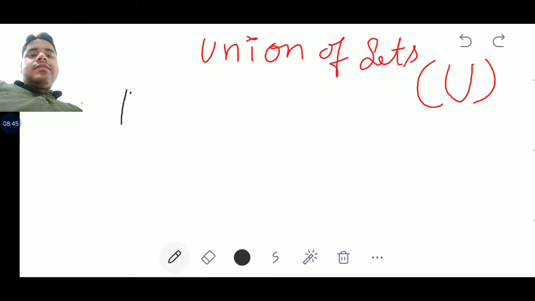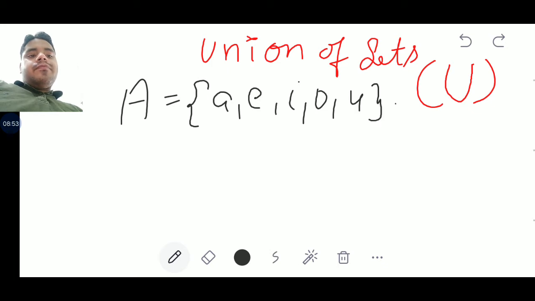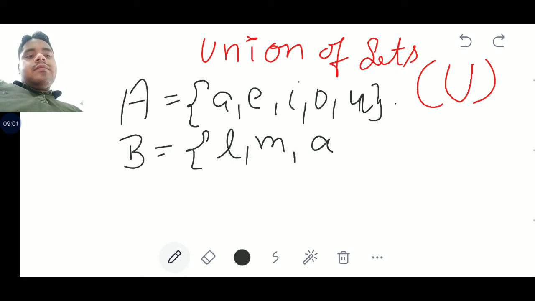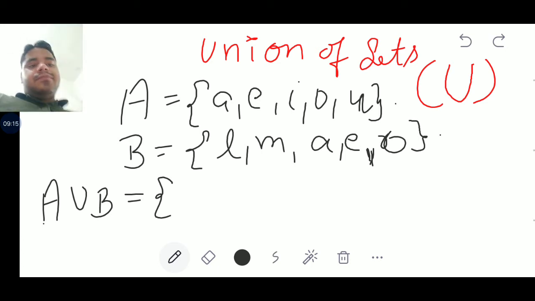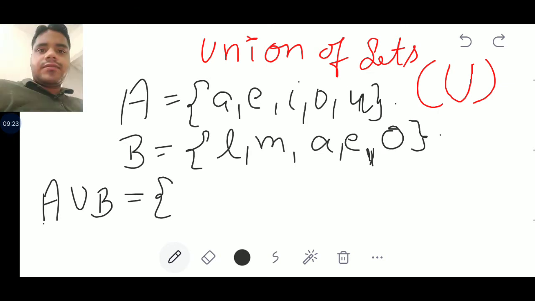If there is a set A having elements A, E, I, O, U, and there is a set B containing L, M, A, E, O. So what is A union B? If you are clear with the definition, just write the answer in the chat box.